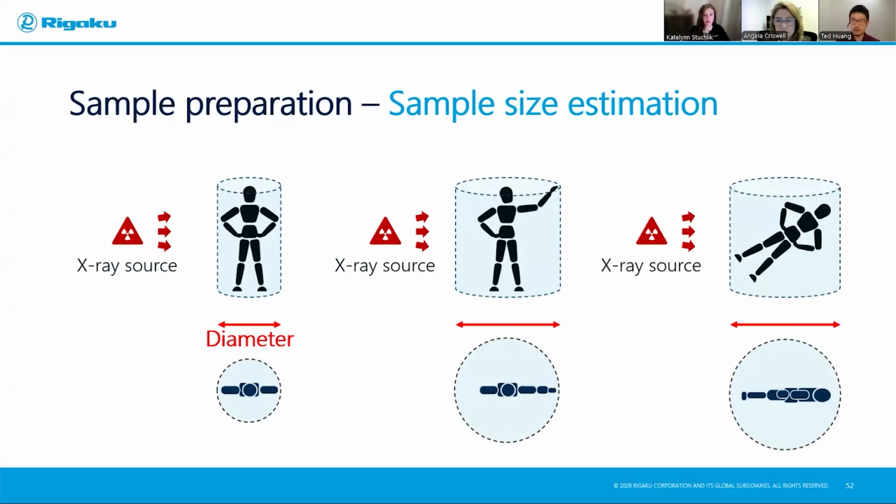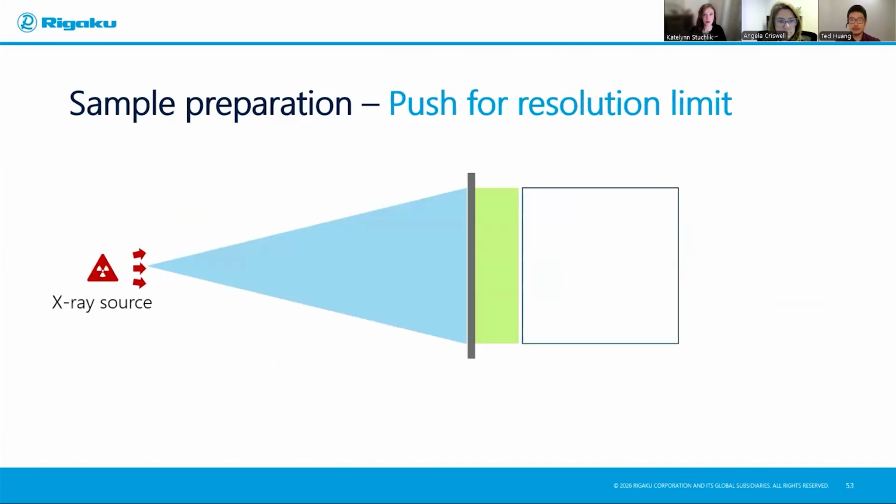And this actually gives you a lot of ideas to think about how you want to mount your sample, because a lot of times the samples are not a regular shape. Just based on how you mount your sample, you actually decide how close you can get to your source and how high of a resolution you can achieve. Now, talking about pushing for the resolution limit, we talk about the FOV and resolution balance here.